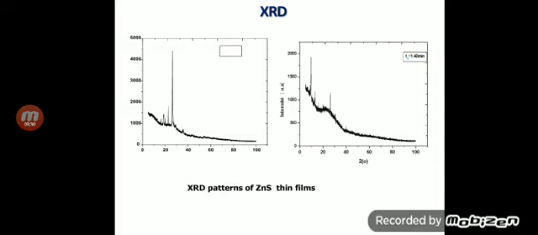The diffraction pattern of this film revealed a Schwarzschild crystal structure of ZnS with a strong preferred orientation along the hexagonal 002 ZnS plane direction. The average crystallite size calculated by the Scherrer equation from the XRD pattern is 63 nanometers.